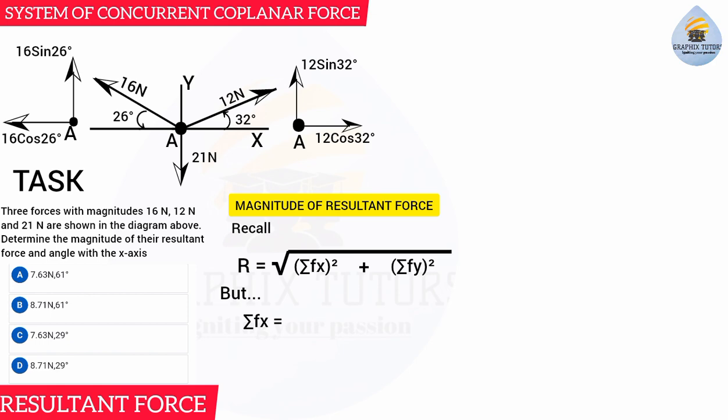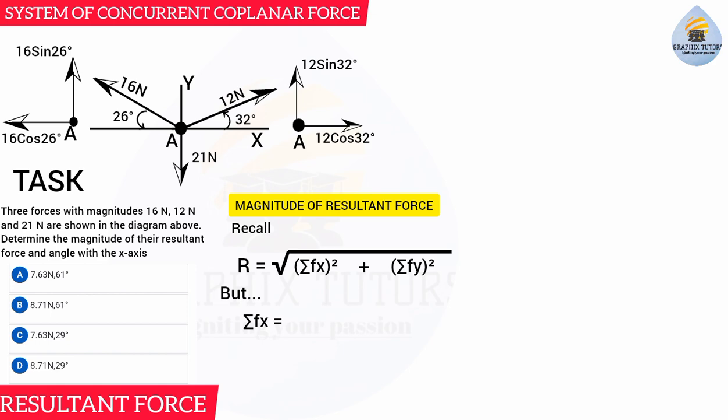Now the summation means the addition of all the forces acting in this system along the x-axis. If you look, we have two of them. One of them is the 12 cos 32, which is acting along the x-axis, that means parallel to x, and the 16 cos 26 is also what? Parallel to x. Is that okay now?